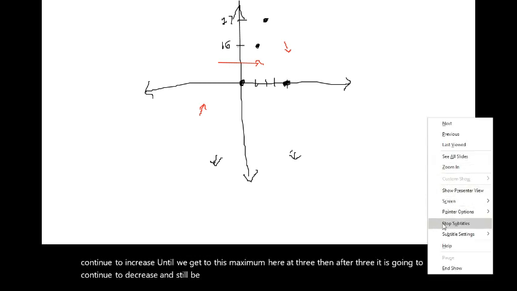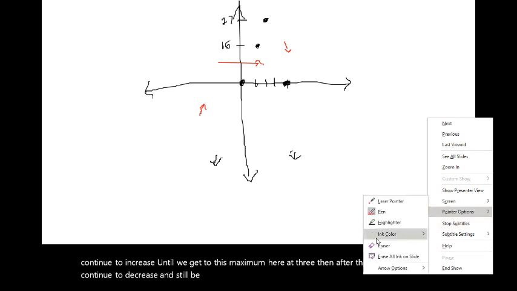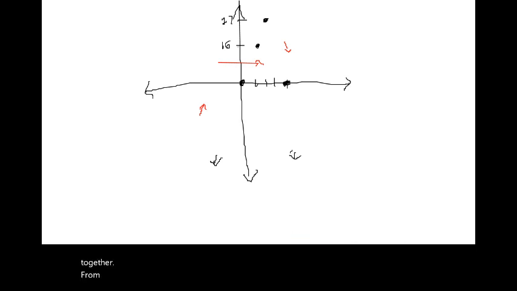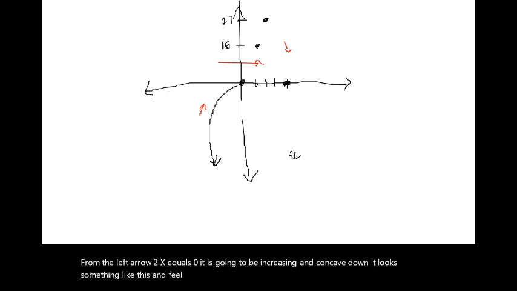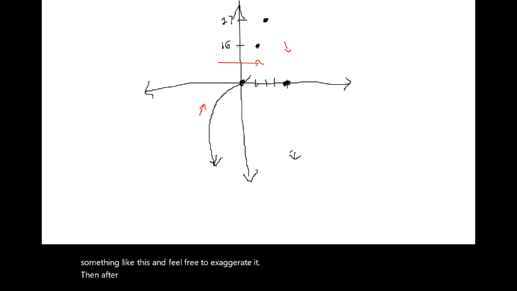Then after 3, it is going to continue to decrease and still be concave down for the rest of the graph. So pulling it all together, from the left arrow to x equals 0, it is going to be increasing and concave down. It'll look something like this, and feel free to exaggerate it. Then after 0, it is going to increase and be concave up.